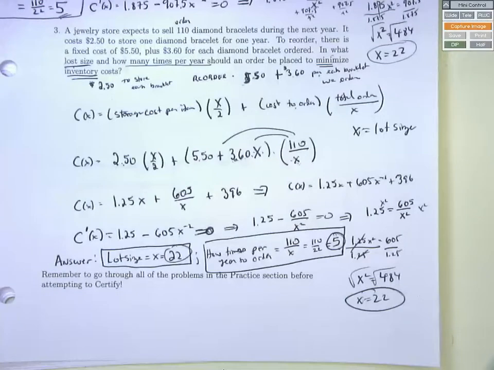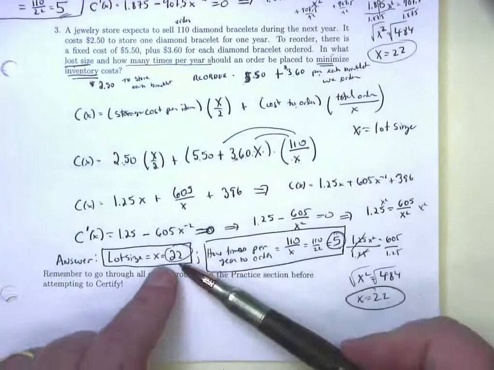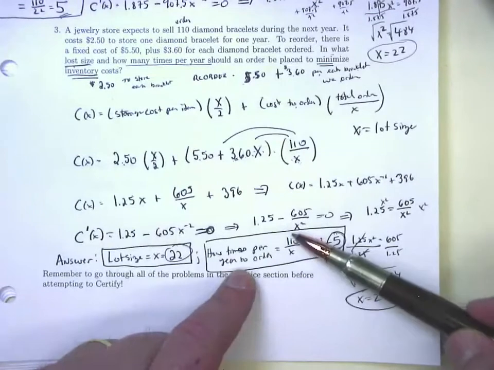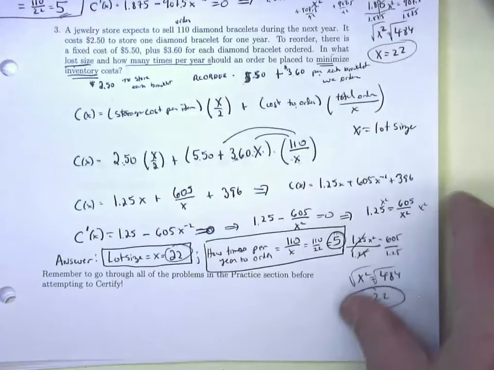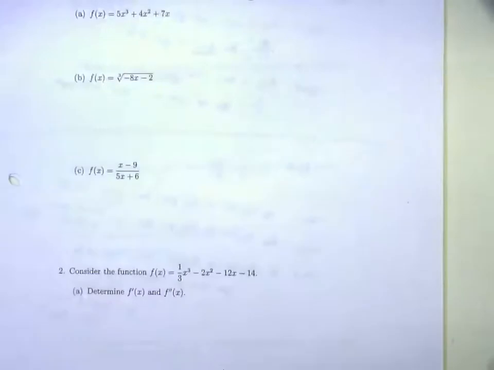How do you maximize and minimize anything? What are you going to do? Take the derivative, set it equal to 0, and solve, and then go back and answer your questions. You need to know the lot size is x, and the number of times a year you order is the total order divided by whatever that x is that you just discovered. Okay? You're welcome. So let's move on.